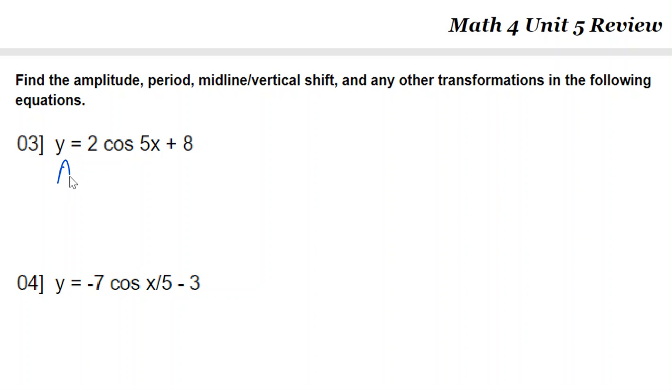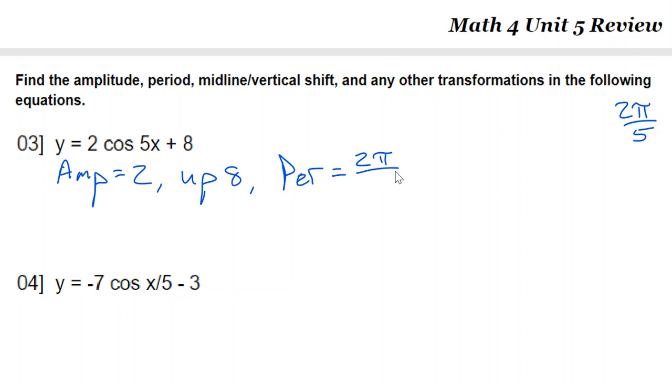Okay, here we have an amplitude of 2. We are going up 8 units. And then over here we're saying 2 pi over that 5 in front of the x. That's not going anywhere, so we're just going to say 2 pi over 5. If you said 2/5 pi, that's fine.